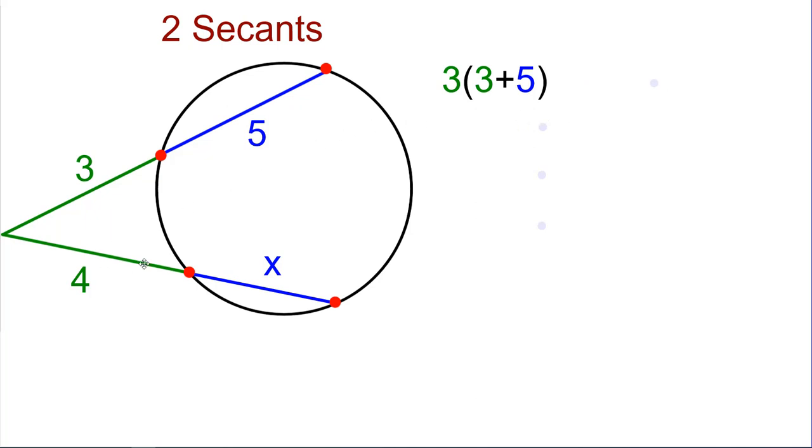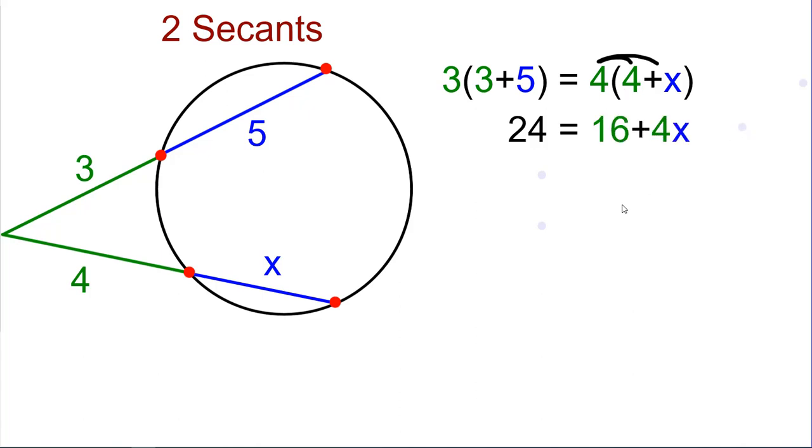And that's going to be equal to the same thing down here: 4, the outside, times the whole thing, which is 4 plus x. So that's equal to 4 times 4 plus x. Now all we have to do is add those together, which is 8. So 3 times 8 is going to give us 24 is equal to... And on this one, we're going to be distributing through, right? So 4 times 4 is 16. Then 4 times x is going to be 4x. So we have 16 plus 4x.